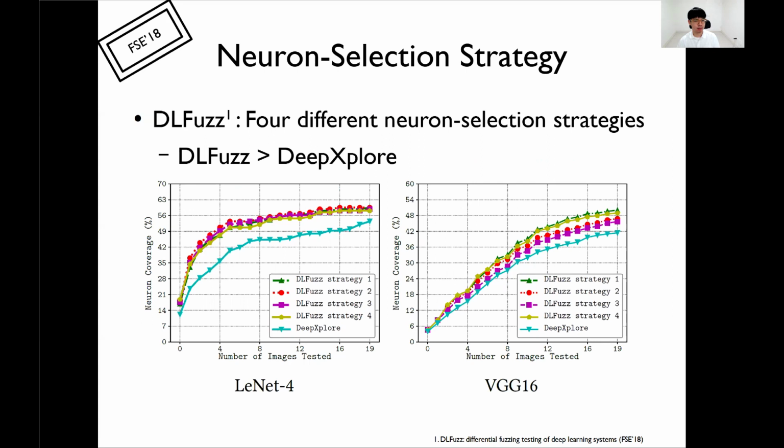And in this paper, DLFuzz, the experiment results show that DLFuzz was better than DeepXplore in terms of increasing neuron coverage across the 2 different deep neural network models, LeNet4 and VGG16. For example, when testing VGG16, the first strategy, which considered the number of activated times of each neuron, succeeded in improving the neuron coverage by about 6% compared to DeepXplore.